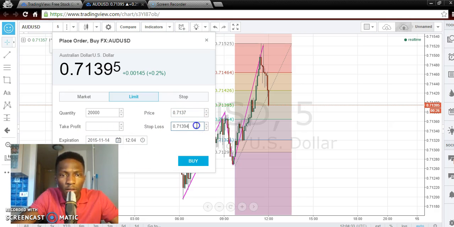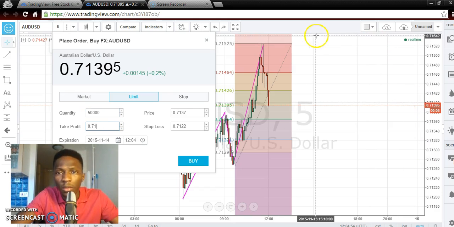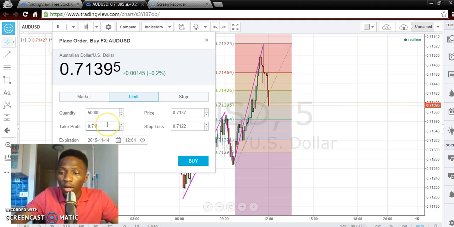Okay, stop loss 71.22. Actually, we're going to use 50,000 lots, which is usually 5 million lots. So our profit target is going to be at previous structure, and the previous structure is at 71.50. So we're going to go on and place our profit right there.